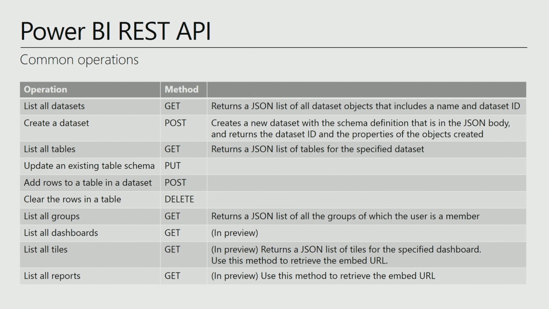So when you make a request to the service, you're going to work with common operations like go and enumerate data sets, create a data set, list the tables in an existing data set. I've changed my mind, modify the schema of a table. Let's add a new column. Add rows to a specific table in a data set, remove all rows from a data set, list groups, dashboards, tiles, and reports. There are other operations, but this is a set of common.